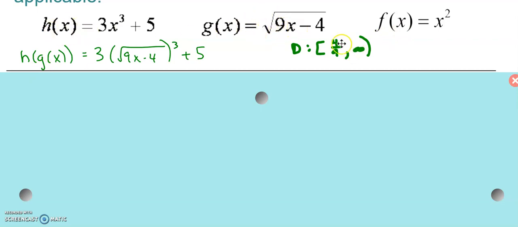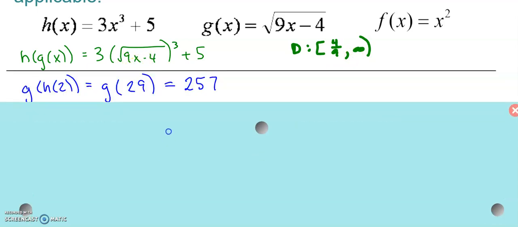Now, think about when we're doing our domain, you have to think about what you had originally substituted in, right? Think about, is there any x value that I can plug into g of x? Because that's what I'm going to plug in first. Actually not. That restricted domain is actually 4/9 to infinity. Okay. For the second one, g of h of 2, pretty straightforward. Plug in 2 into h first, I get 29. g of 29, therefore, is 257.